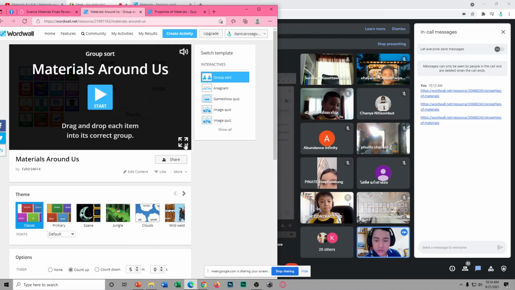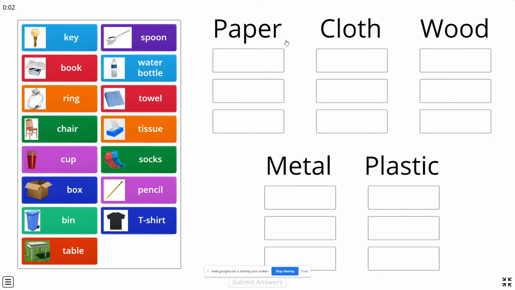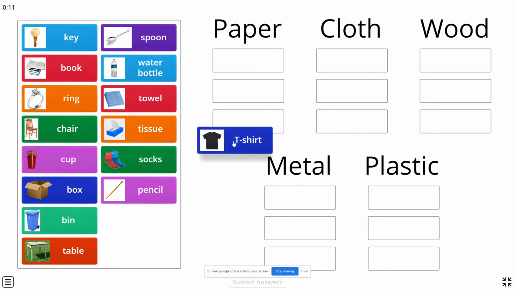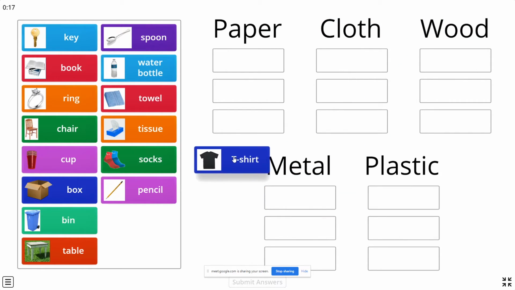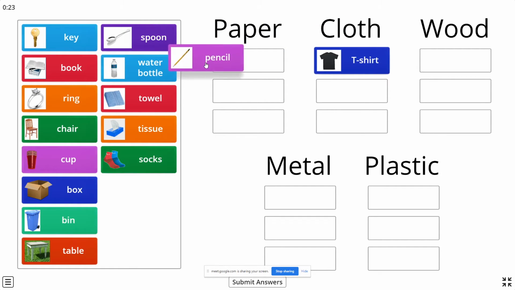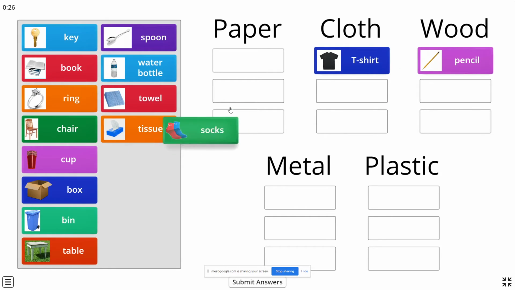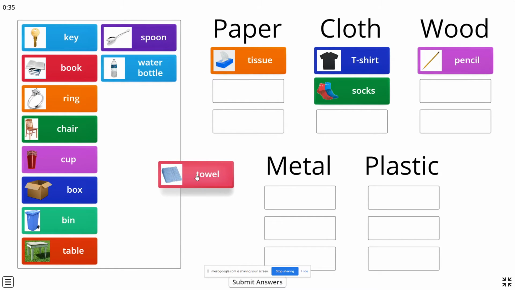Now, do you see my screen? Yes. This is also about the materials around us. You have 3 things made of paper, 3 cloth, 3 wood, 3 metal, 3 plastic. Now, let's pick one. The T-shirt is made of paper, cloth, wood, metal, or plastic. Cloth. Pencil. Wood. Socks. Cloth. Tissue. Paper. Towel. Cloth.